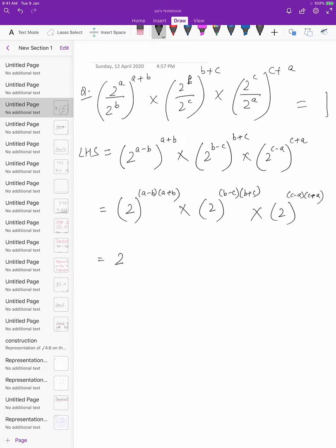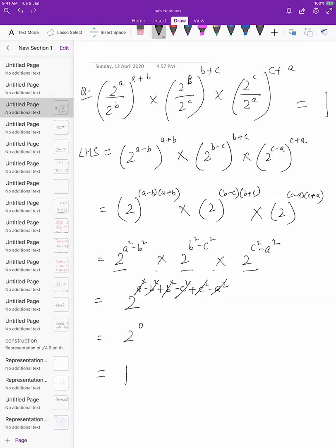That gives you 2 raised to the power a square minus b square, 2 raised to the power b square minus c square, 2 raised to the power c square minus a square. Now here in all the three terms the bases are the same and there is a multiplication sign. So by the first law all the powers will get added: a square minus b square plus b square minus c square plus c square minus a square. This will get cancelled, b square, c square, a square. So we get 2 raised to the power 0, which is equal to 1. So this is how we can solve many other problems using the laws of exponents.